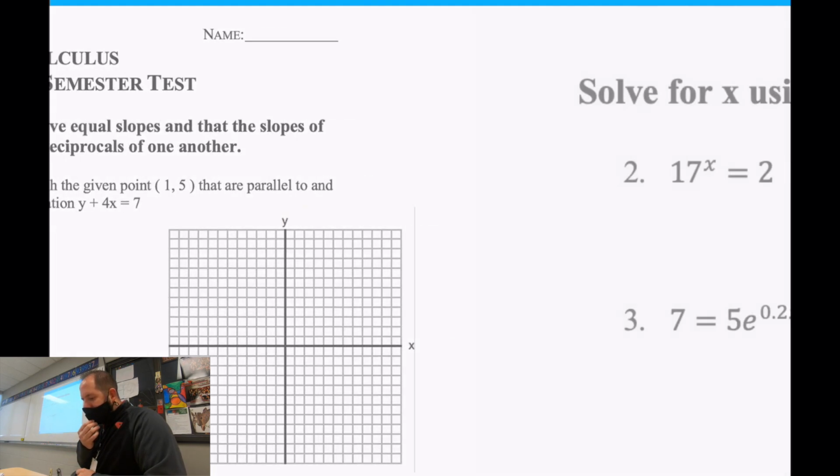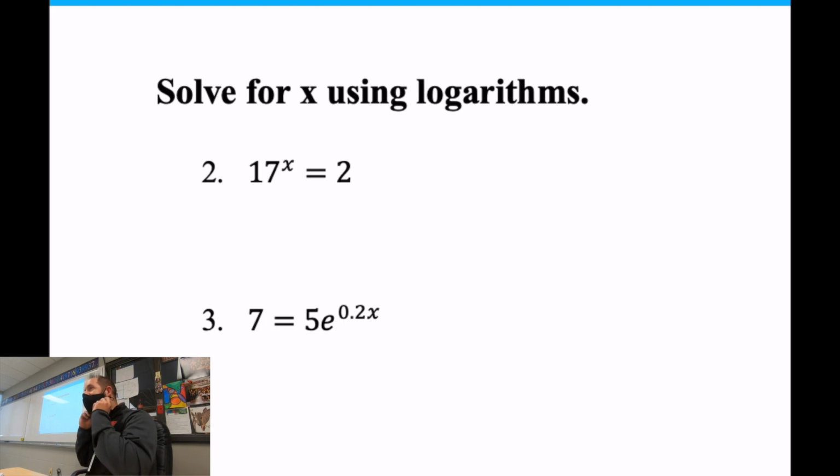Okay? All right, number 2 and 3, these are the ones we did with logarithms. This one, you have to have a calculator, or if you borrow one of mine, you have to know how to use it. I will not answer those questions on test day. That's why yesterday we spent some time on how to type it in and all that good stuff.